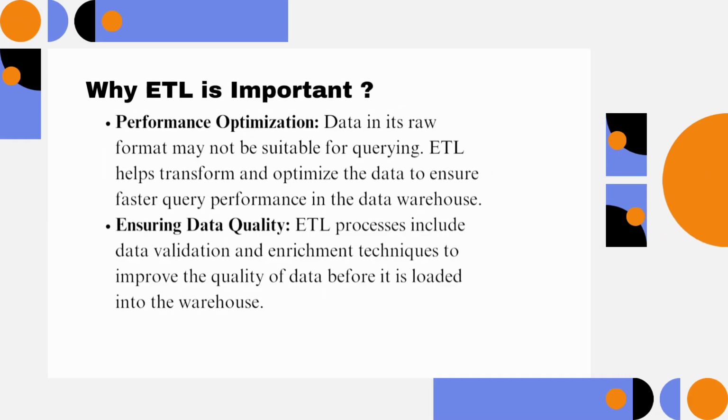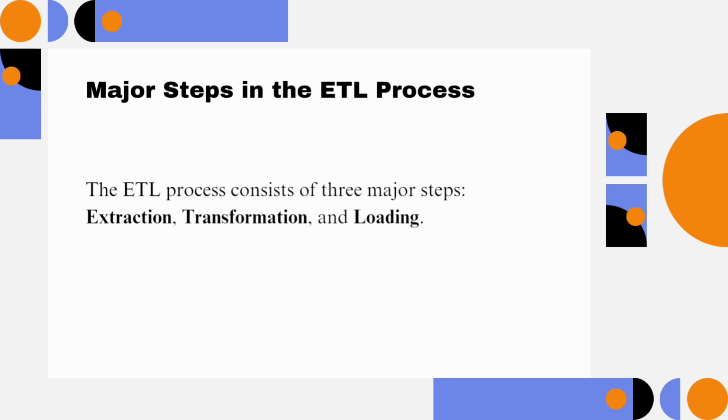Performance optimization. Data in its raw format may not be suitable for querying. ETL helps transform and optimize the data to ensure faster query performance in the data warehouse. Ensuring data quality. ETL processes include data validation and enrichment techniques to improve the quality of data before it is loaded into the warehouse. Now, let's dive into each of the major steps in the ETL process.